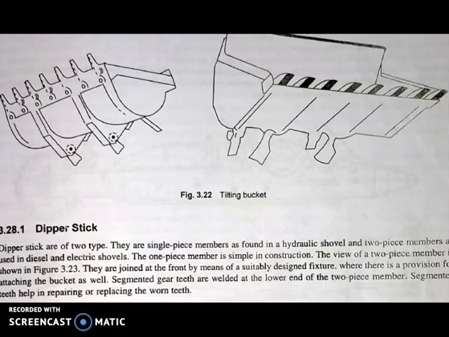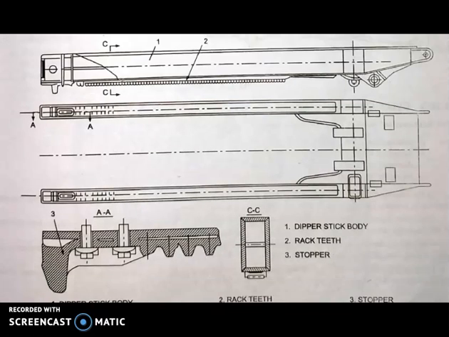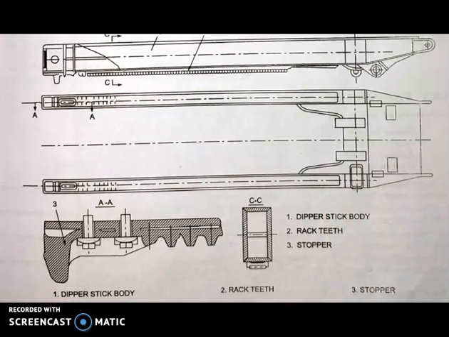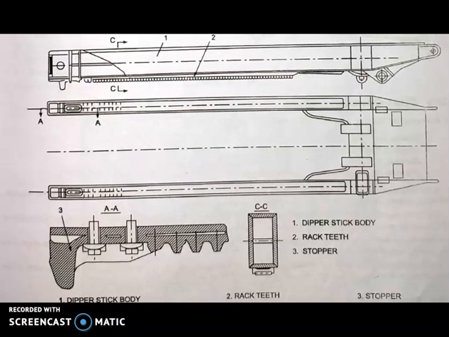The next is the dipper stick. Here is the dipper stick. The dipper sticks are of two types. They are single piece members, as found in the hydraulic shovel, and two piece members, used in diesel and electric shovels. The one piece member is simple in construction, and the view of the two piece member is shown in the picture.